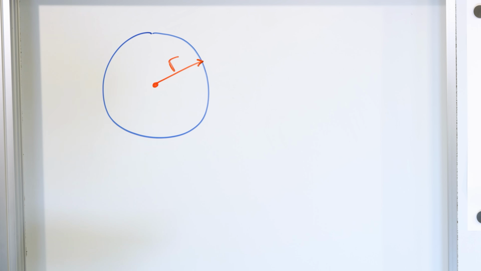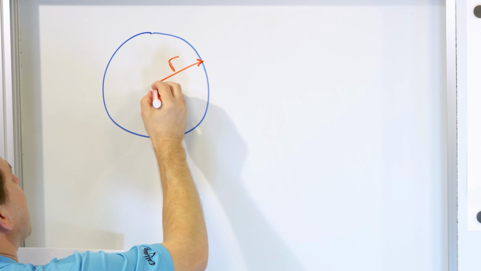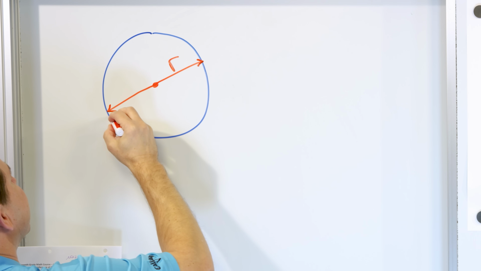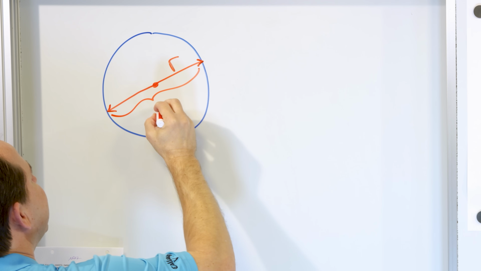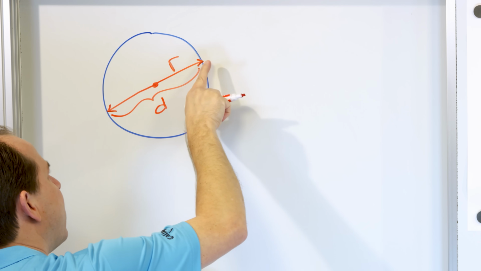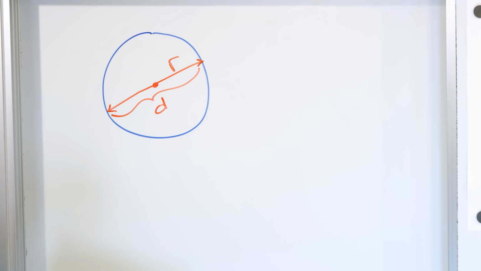All right? And also, we can go all the way across here like this, and we can say that this distance all the way across is called the diameter d. So the radius is just from the center to the edge, and the diameter is all the way through. It's basically 2 times the radius like this.